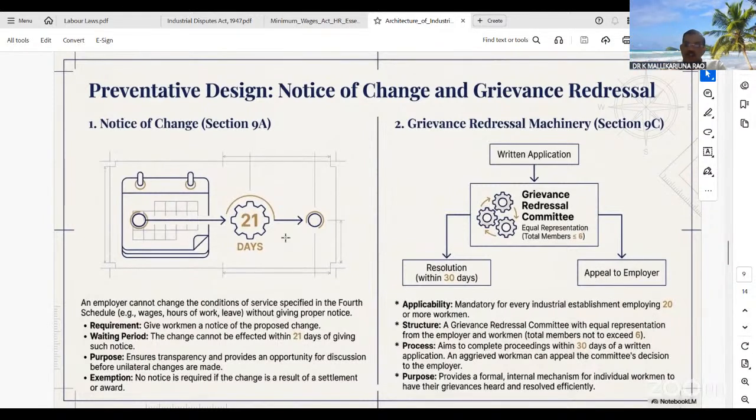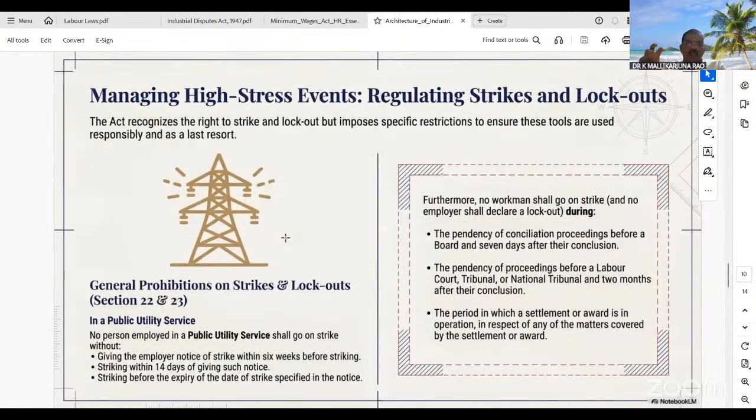Grievance redressal as per Section 9 and subsection C: the committee can be appointed, and the resolution can be completed within 13 days, or they can appeal to the employer, whatever the due dates mentioned. Then managing high-level stress events, regulating strikes and lockouts. We try to avoid these strikes and lockouts. There are public utility services like railways, power, and the banking sector. And these are not allowed to strike, being public utility services.